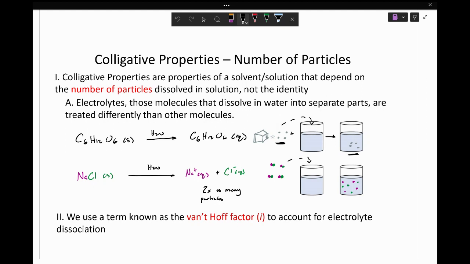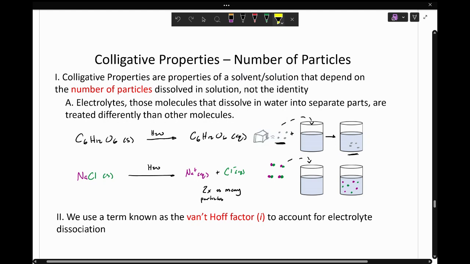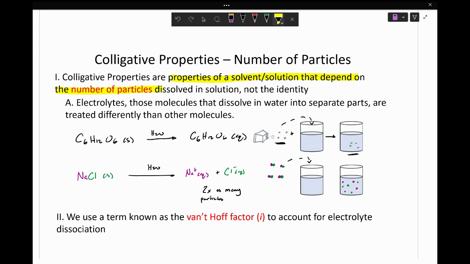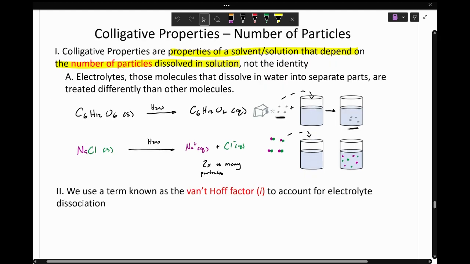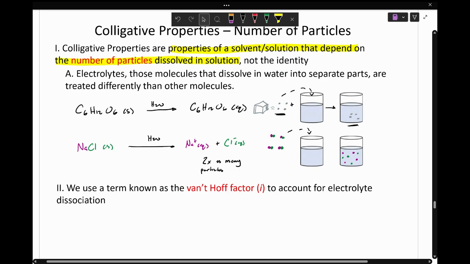And the reason that we focused on these initially is that whenever we brought up colligative properties, we said that these are properties of your solvent or solution that depend solely on the number of particles dissolved in solution. So we focused on cases where the number of particles that go into solution is exactly the same as the number that we start with in the solid phase. But we said we can also have electrolytes. So we focused on non-electrolytes.